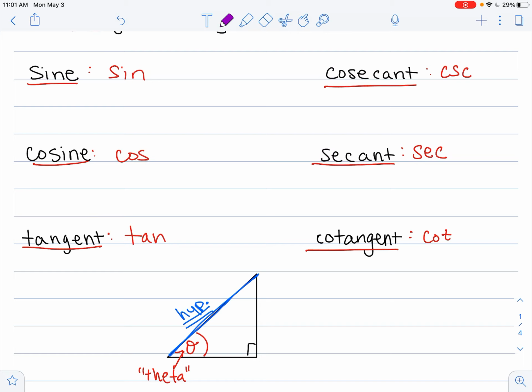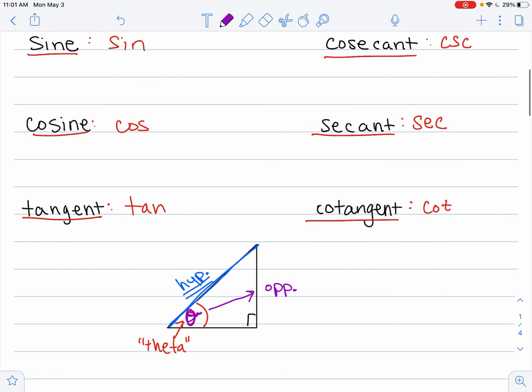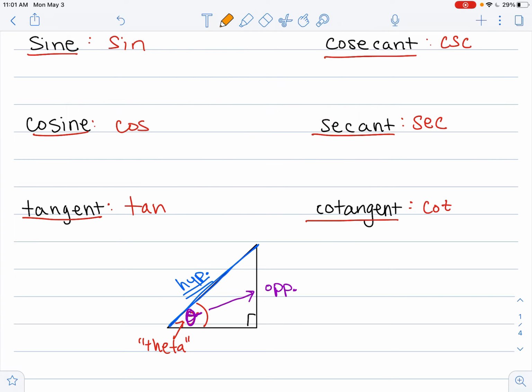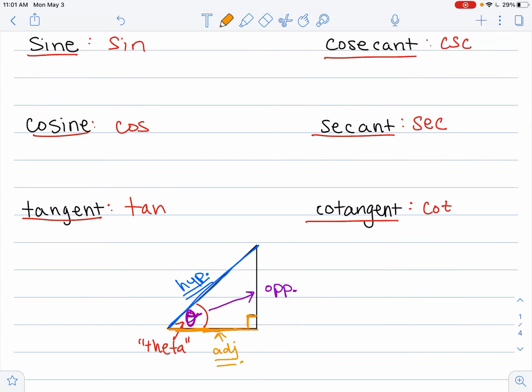And then these two legs, we do have specific names for them. The first one is wherever our angle is. The side opposite that angle is the opposite side, abbreviated OPP. And then the side left over is the side that touches the angle and the right angle here. This is called the adjacent side, or ADJ for adjacent.